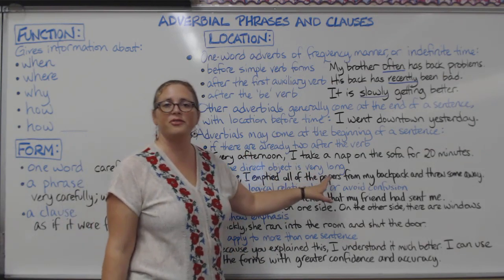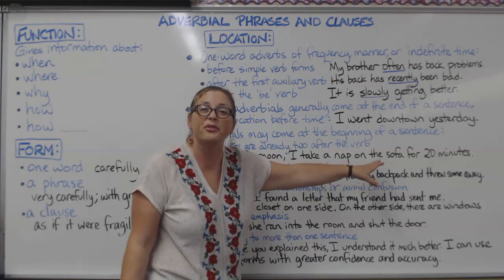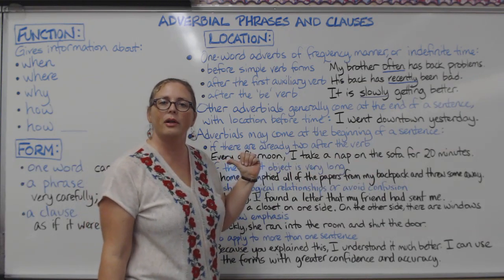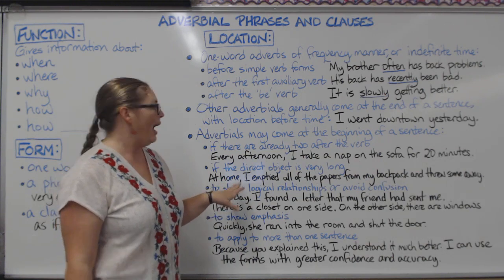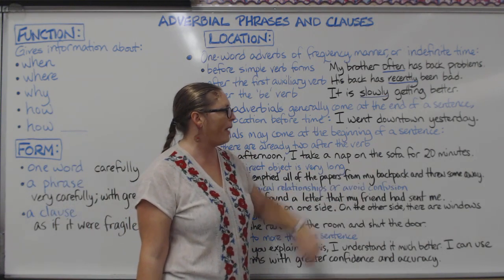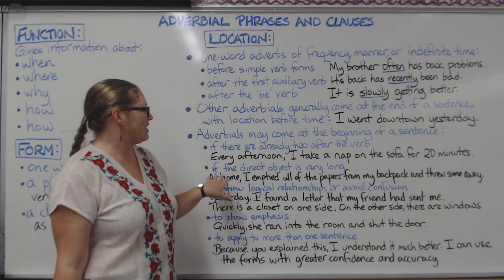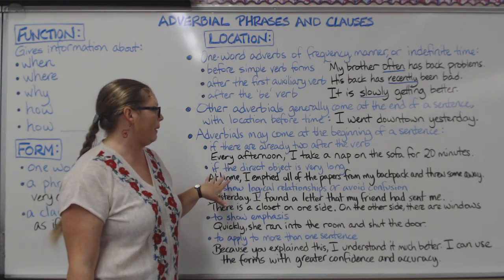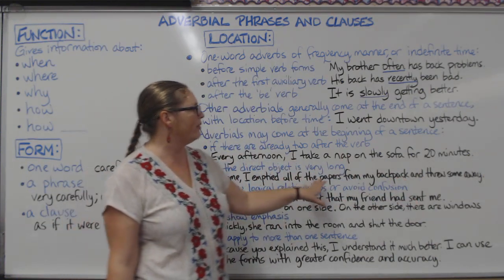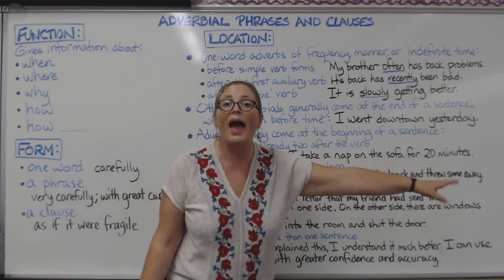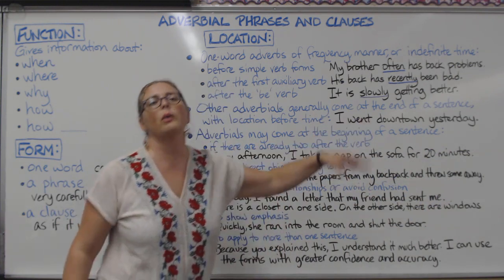If the direct object is very long, kind of a similar situation. There's too much after the verb, so let's put the adverbial at the beginning of the sentence. At home, I emptied all of the papers from my backpack and threw some away. Better. Put at home at the beginning. We have a lot after the verb. And if you said, I emptied all of the papers from my backpack and threw some away at home, it just doesn't sound as good. It's too far away from the verb.